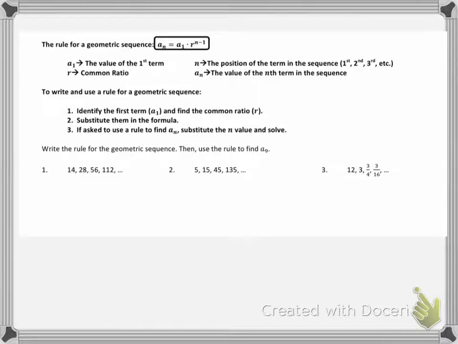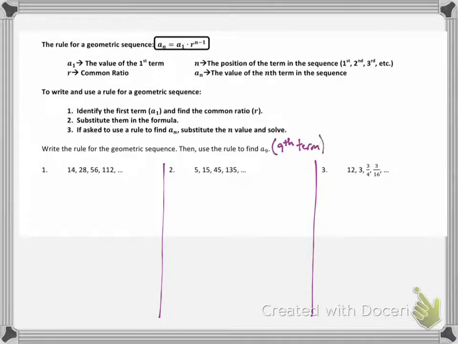There's nothing you're going to have to simplify. Third step, if asked to use a rule to find a sub n, so if you're asked to find like a sub 14 to go find the 14th term, substitute that in for n and solve, just like we did in the last lesson. So we got 3 examples here. Let's go ahead and walk through them. We're going to write the rule for each, and then use that rule to go find a sub 9. So we are going to go find the 9th term.